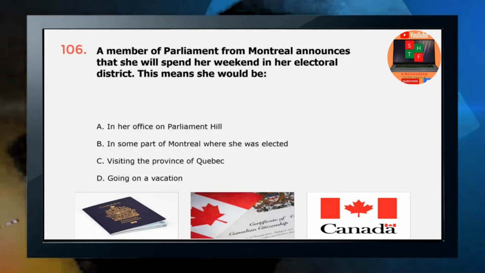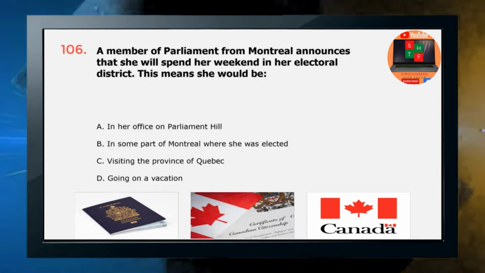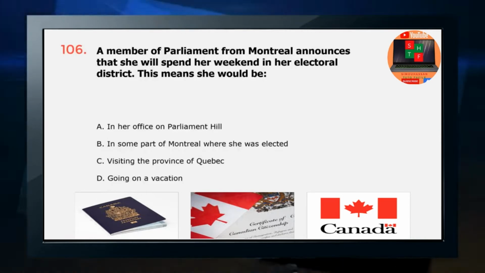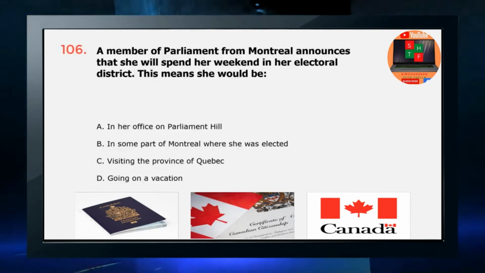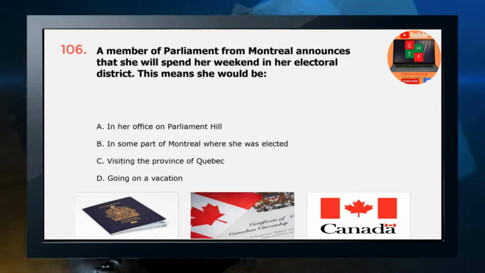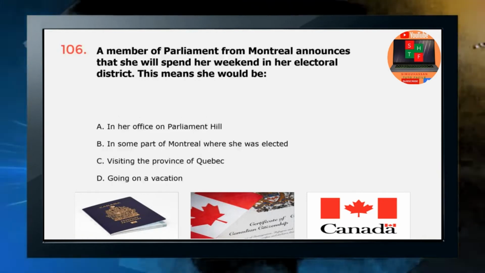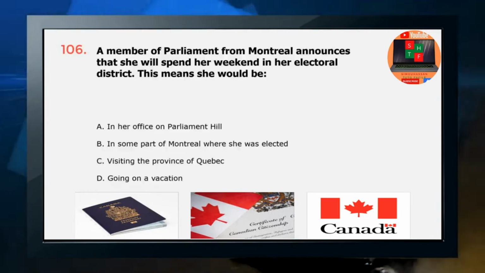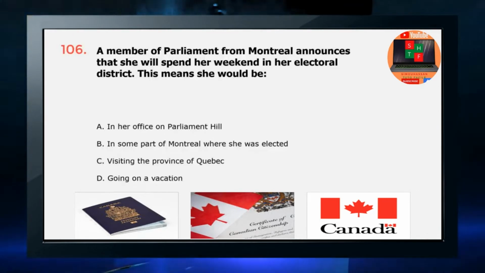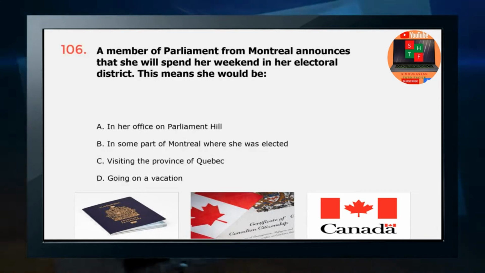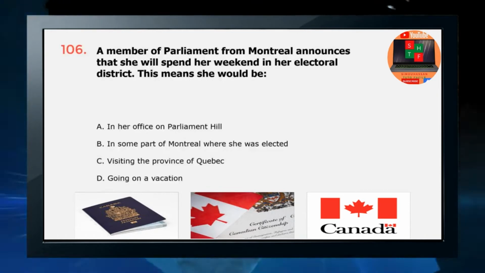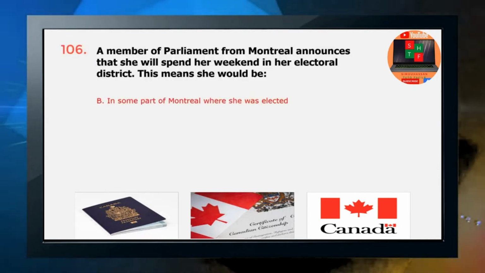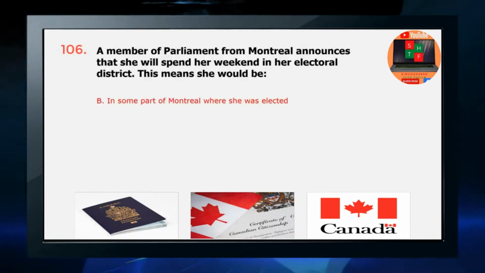Question 106. A member of Parliament from Montreal announces that she will spend her weekend in her electoral district. This means she would be A. In her office on Parliament Hill. B. In some part of Montreal where she was elected. C. Visiting the province of Quebec. D. Going on a vacation. The answer is B. In some part of Montreal where she was elected.